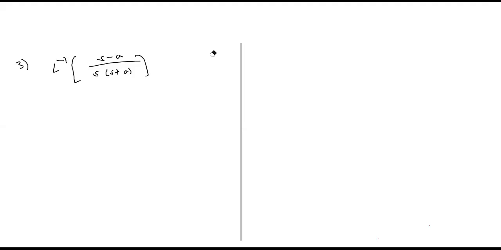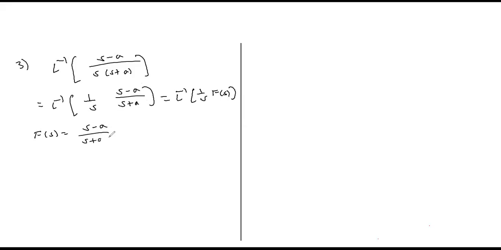But you can also see it as division by S: 1 by S into (S minus A) by (S plus A). But if you want to apply the division by S property, again it is some roundabout. Because this has to be written as 1 by S into f of S. If you take f of S as (S minus A) by (S plus A), and both the numerator and denominator degrees are the same, so if I add and subtract A, this is going to be 1 minus 2A into 1 by (S plus A).